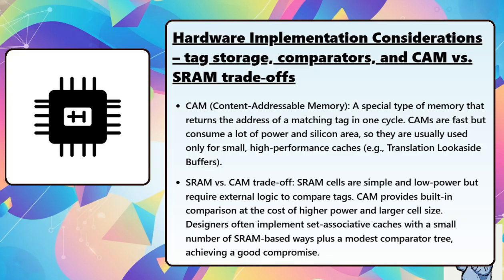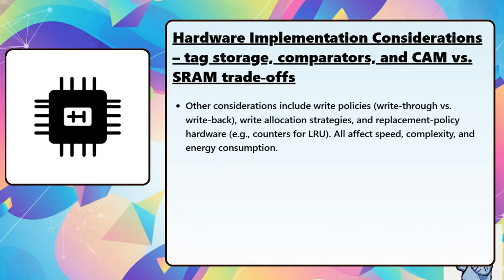Designers often implement set associative caches with a small number of SRAM-based ways plus a modest comparator tree, achieving a good compromise. Other considerations include write policies, write-through versus write-back, write allocation strategies, and replacement policy hardware, for example counters for least recently used. All affect speed, complexity, and energy consumption.